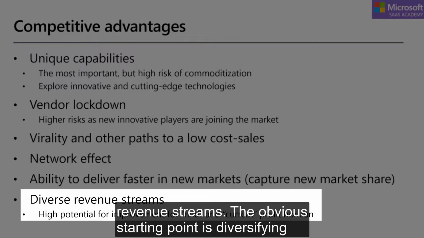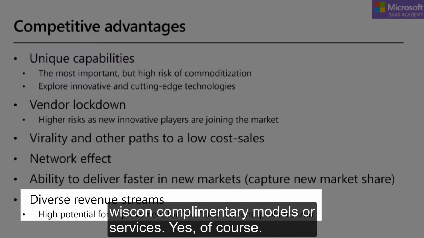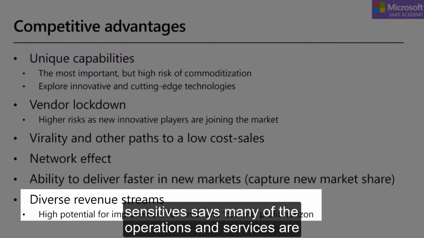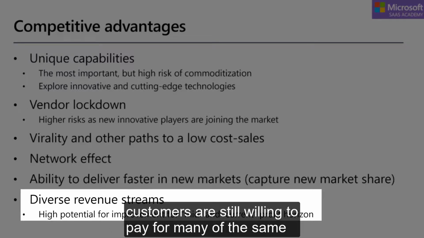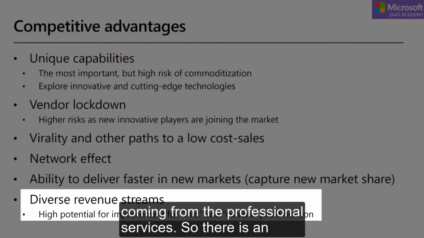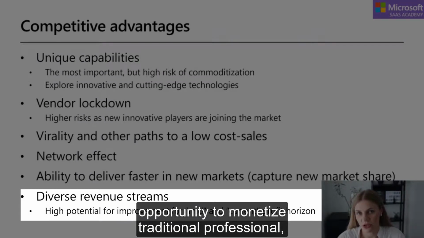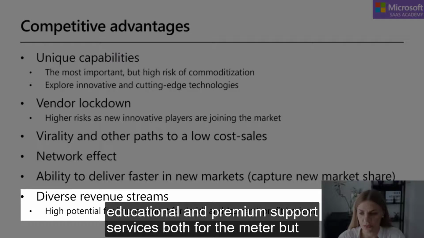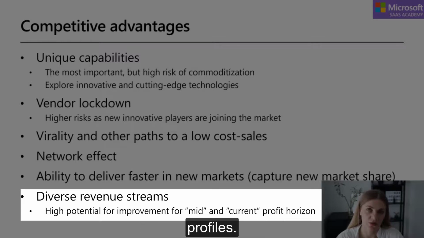The obvious starting point is diversifying the product portfolio by surrounding the core offer with complementary modules or services. Yes, of course, since it is SaaS, many of the operations and services are included in the price of the offer. But the good news is that customers are still willing to pay for many of the same services. Some companies manage to get 20% of revenue from professional services. So there is an opportunity to monetize traditional professional, educational, and premium support services, both for the midterm and for the current profitability horizon profiles.